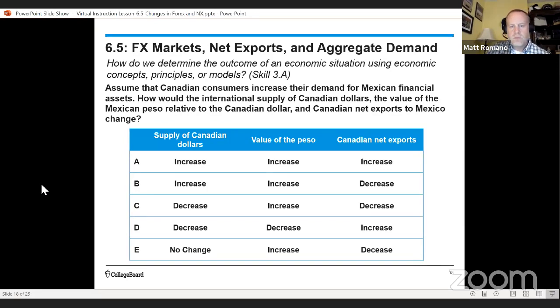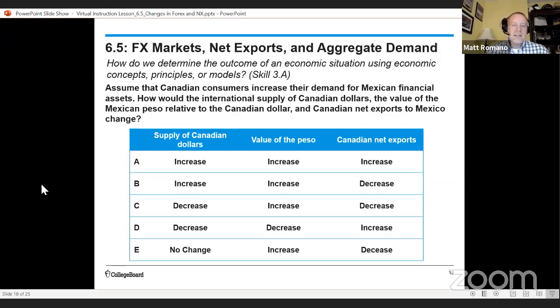Two more, and they're both in the same style. And I chose these specifically because I wanted to share with you a strategy for answering questions like this. And once again, I know no multiple choice on the 2020 exam, but the logic is the same, and the logic can still help you when answering FRQs, or more importantly, understanding how these events play out in the real world. Assume that Canadian consumers increase their demand for Mexican financial assets. How would the international supply of Canadian dollars, the value of the Mexican peso relative to the Canadian dollar, and Canadian net exports to Mexico change?